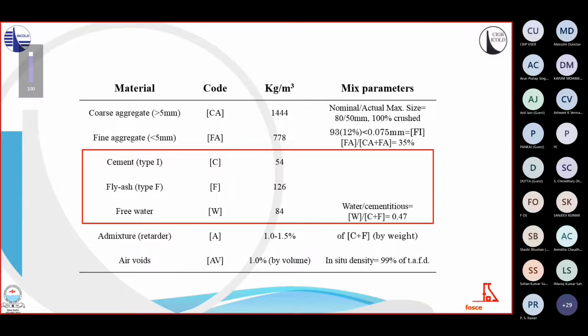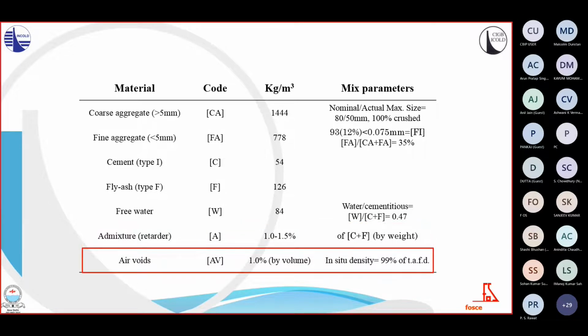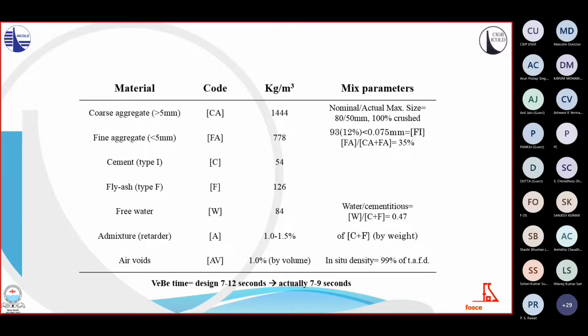Therefore, total cementitious materials, cement plus fly ash, is 180 kg per cubic meter, and the water cementitious material ratio is relatively low, 0.47, similar to a CVC stiff mass concrete. A retarder admixture is used in a proportion of 1 to 1.5% of the weight of cementitious materials, and the mix is designed for 1% air voids, typical of high cementitious RCC mixes. Remember that the actual VB time achieved with this mix is 7 to 9 seconds VB.